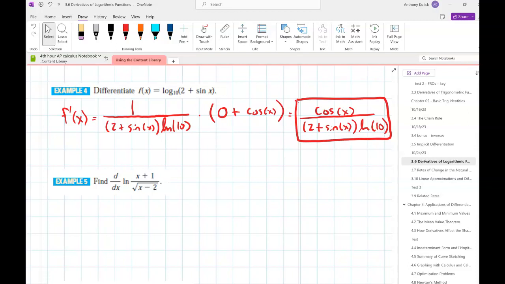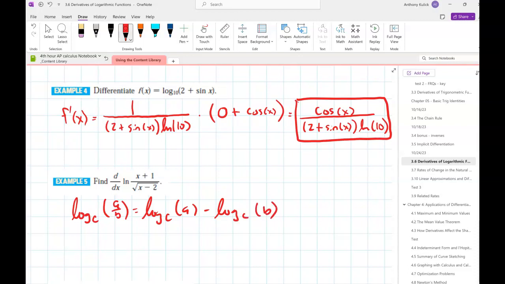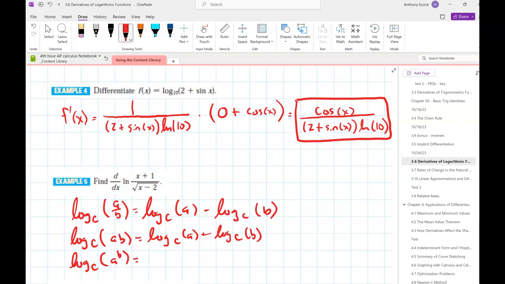Who remembers their properties of logarithms from pre-calculus or algebra 2? There are 3. There's the quotient property, where if you have the log of a quotient, you can write that as a difference of 2 logs. There's the product property, where if you have the log of a product, you can write it as the sum of two logs. And then there's the power property, where if you have log of something to a power, that power can become a coefficient.